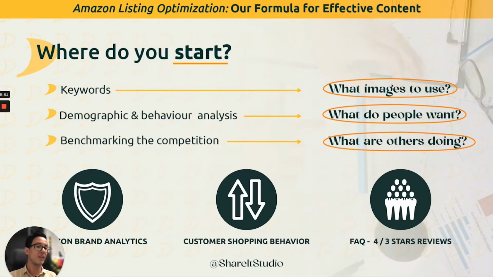Where do we start? Keywords. So which keywords are you ranking for? Which keywords are you investing the most amount of PPC in? So if your keyword is, I don't know, baby nightlight, and you're getting a lot of clicks from that and your ACoS is super high, what can you do to optimize that listing for that keyword so your ACoS comes down and you're making more conversions, meaning more money?